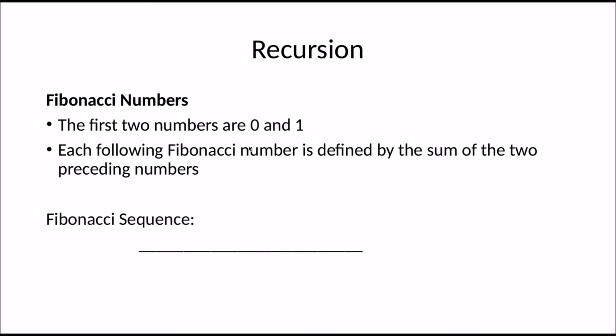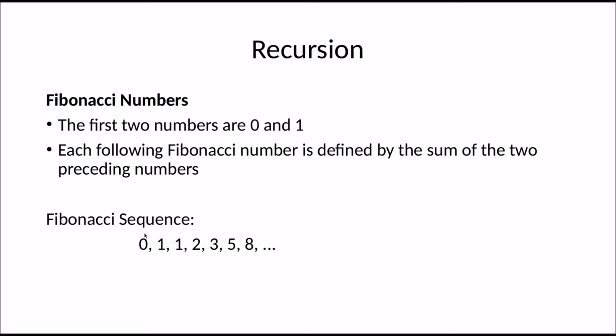Let's take a look at another example, the Fibonacci numbers. Fibonacci numbers are defined as 0 and 1. Those are the two starting values. And all subsequent values are defined as the sum of the previous two values. So at the bottom, you see the Fibonacci sequence.